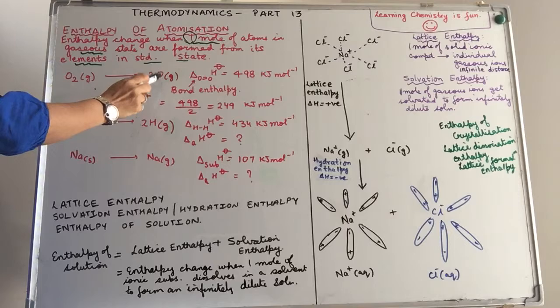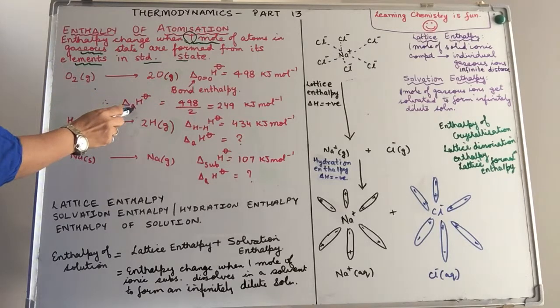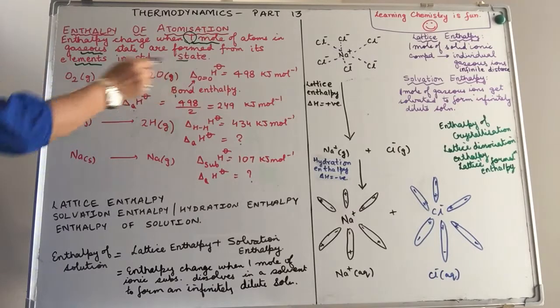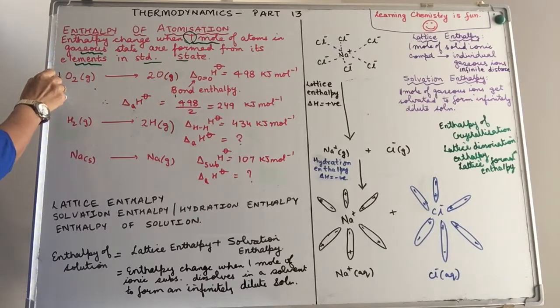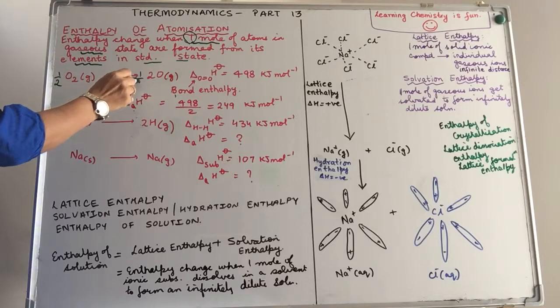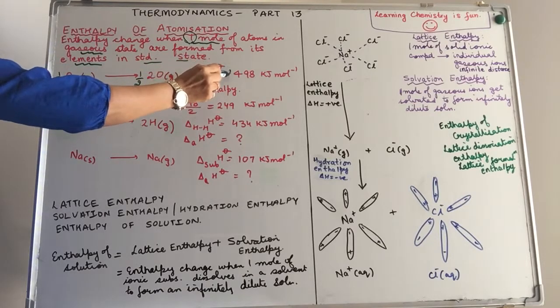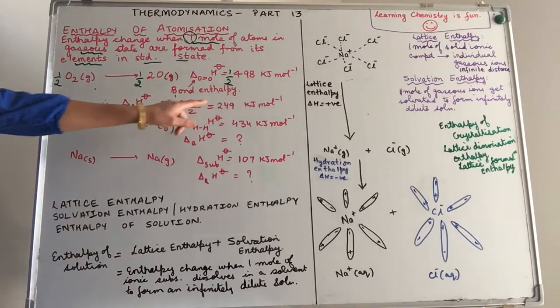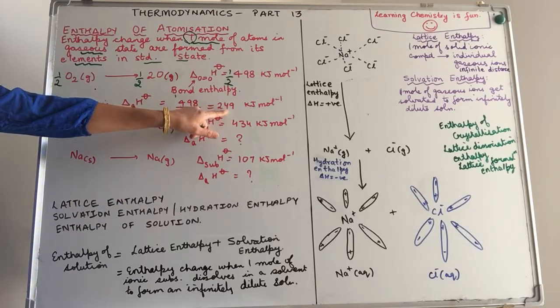So what will you do in order to derive the enthalpy of atomization from bond enthalpy? Yes, we will divide the whole equation by 2. So that will give me the enthalpy change when 1 mole of oxygen atoms is formed, and that gives us a value of 249 kilojoule per mole.